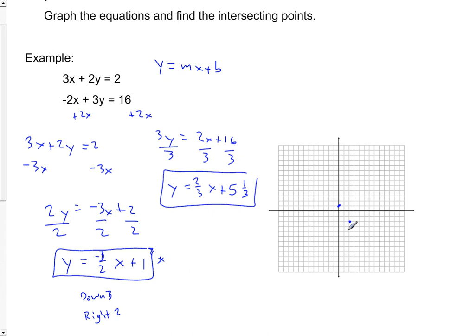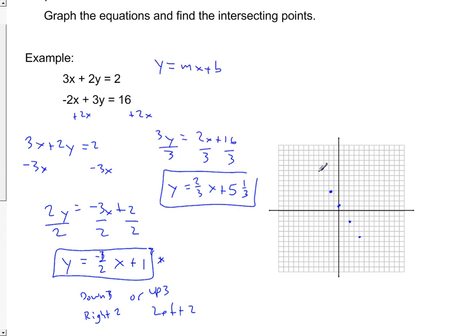And I could go down 3 units again and right 2 units. I could also go up 3, but if I go up 3, I'll be going left 2 units. So if I go up 3 and left 2, you can see my dots are staying within that line. So then I graph. Let me get a thinner line here.